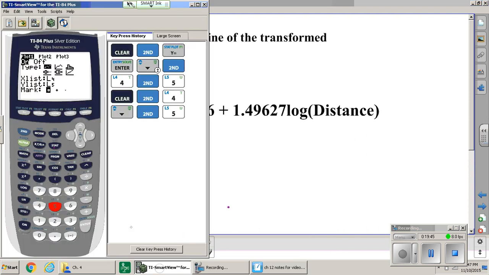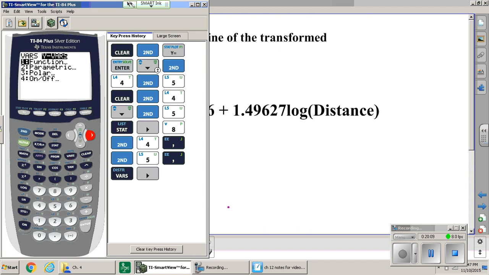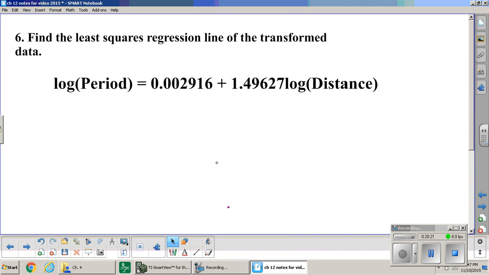How did we get that? On your calculator, stat, calc, number 8, so least squares regression, with the two lists of logged data. So L4, comma, L5, comma, and I'm going to store it on Y2. Vars, right, 1, 2. Okay? When you hit enter, you'll get the correct least squares regression equation, which is this right here.